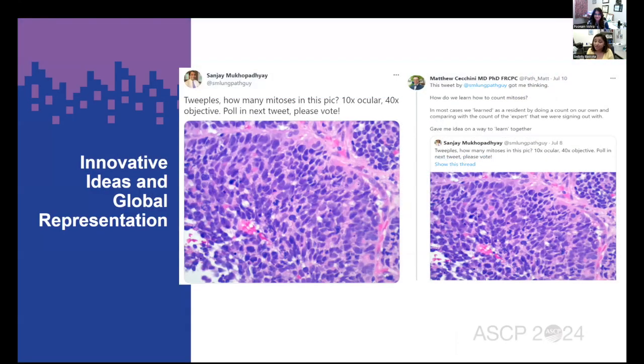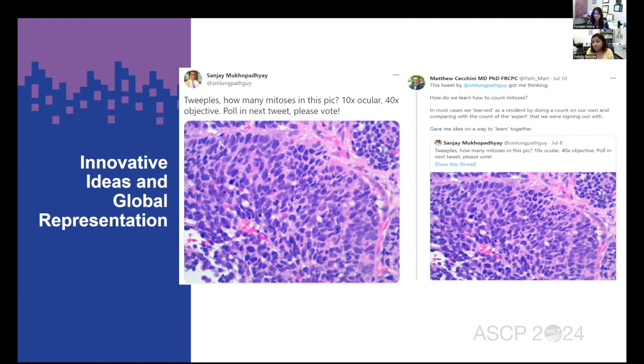So this is another example of how not only do you get opportunities, but very innovative ideas are brought to fruition through social media. There are numerous examples that many individuals have posted. This is one which I was part of myself, and that's why I'm talking about it. It was initiated with one tweet by Dr. Mukhopadhyay, where he asked the audience, "How many mitoses do you see in one picture?" And he put a poll as a follow-up tweet.